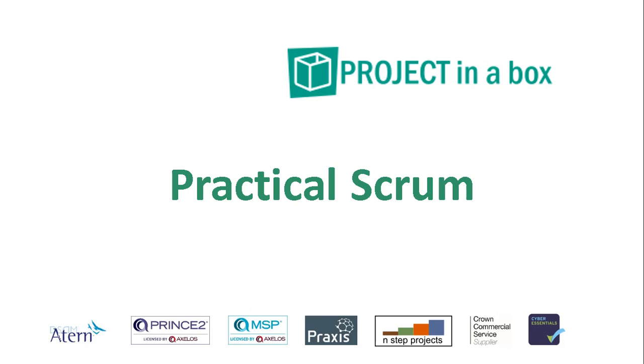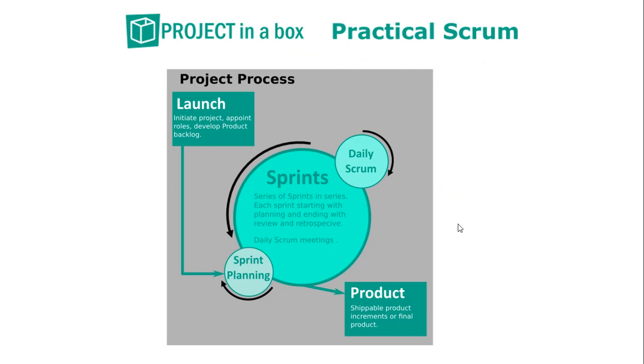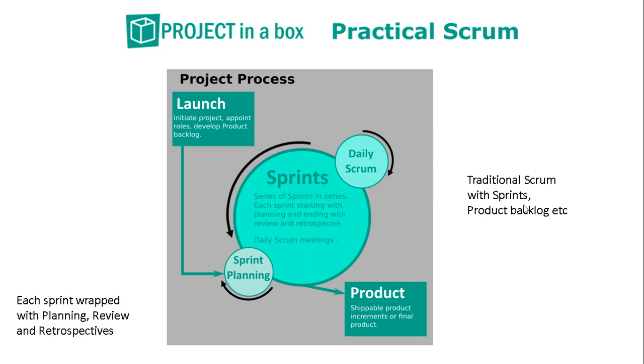In this session we're going to be looking at Practical Scrum, which is the new standard method offered on all our projects and products by Project in a Box. So Practical Scrum, let's have a quick overview of the method then. It's a traditional Scrum type approach with sprints using product backlogs and all the sorts of documentation you would normally expect. We've got the wheels within wheels type of model.